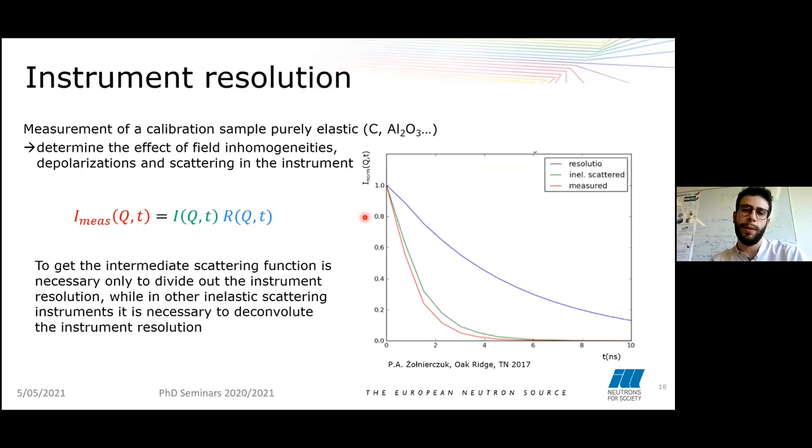Then, as we said, we measure directly in the time domain. So the resolution is not linked to a deconvolution, but is only divided out. This means that the resolution can be measured with an elastic sample and calibrated, and then we measure the inelastic sample, and the real intermediate scattering function will be the measured intermediate scattering function divided by the resolution.